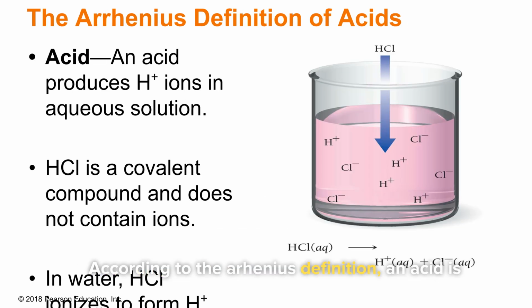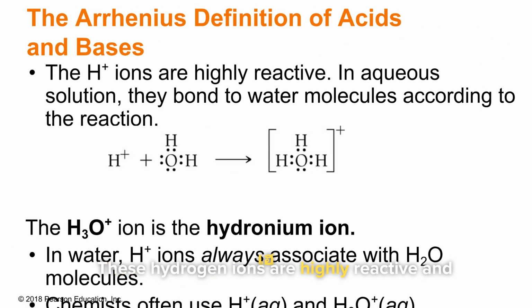According to the Arrhenius definition, an acid is a substance that produces hydrogen ions when dissolved in an aqueous solution. For example, hydrogen chloride ionizes in water to form these ions. These hydrogen ions are highly reactive and quickly associate with water to form the hydronium ion. In practice, chemists use the terms hydrogen ion and hydronium ion interchangeably.